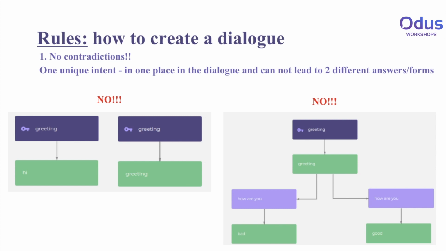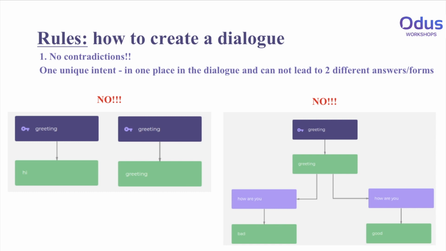The rule number 1 is that there must be no contradictions in meanings of intents and answers you use in your dialogues. This means that one unique intent must be placed in only one place in the dialogue and cannot lead to two different answers or forms with different meanings.